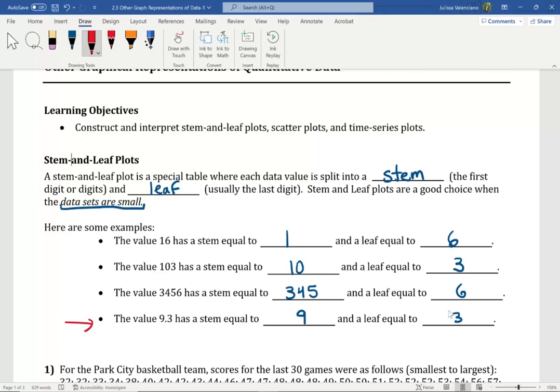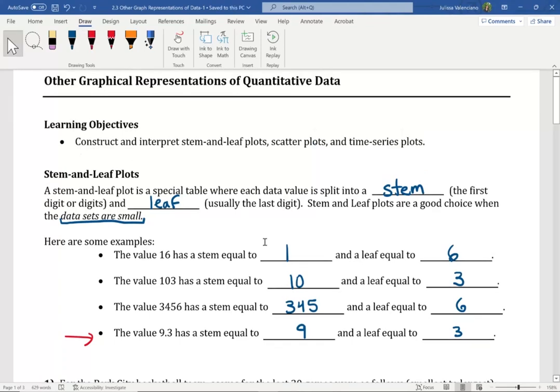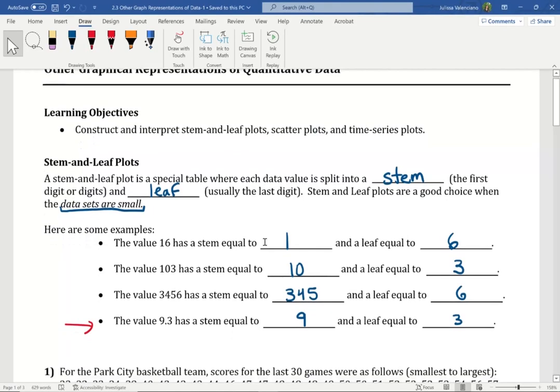Now, when we create the stem and leaf plot, we're going to have a key. So we could say stem equal to 9, leaf equal to 3, corresponds to the value 9.3. Okay, so we're going to have a key at the very top of our table. Let's look at an exercise where we have to construct a stem and leaf plot and where we have to interpret the stem and leaf plot that we created.